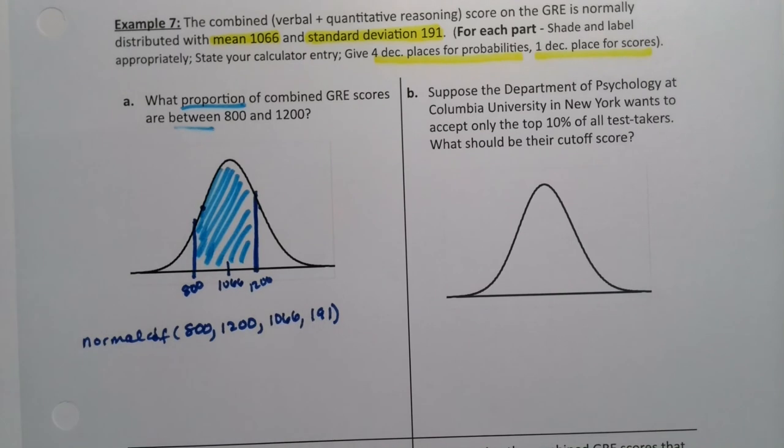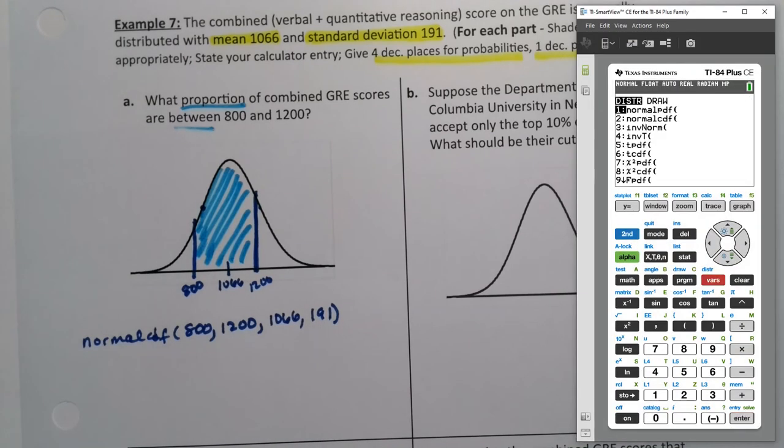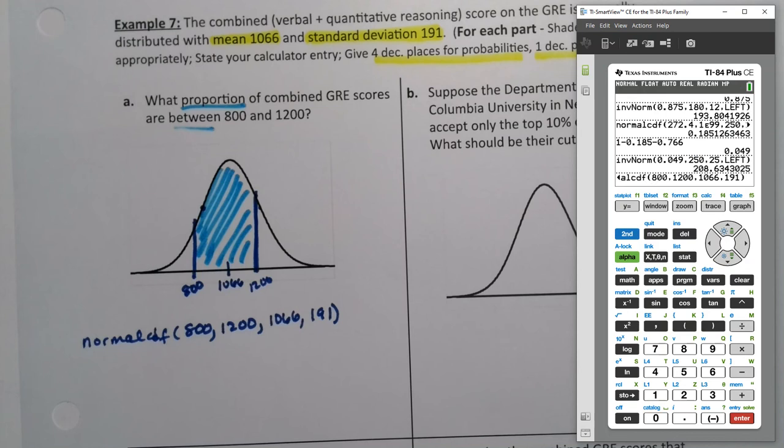I'm going to put that into a calculator. Or, of course, I could use StatCrunch, which doesn't require all that work. But let me put this in first. 800, 1200. Well, actually, it does require that much work. It just looks different. 191. Paste, enter. And you get 0.6767, as a matter of fact.